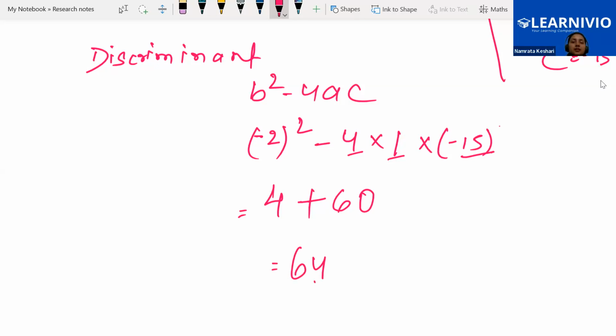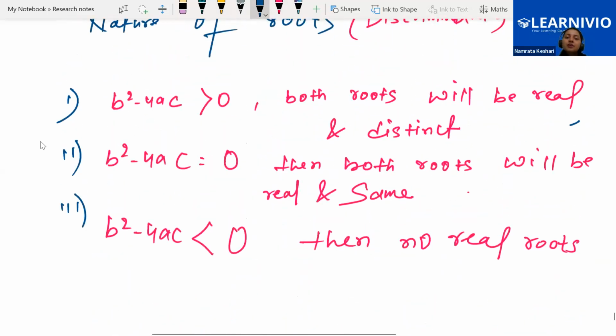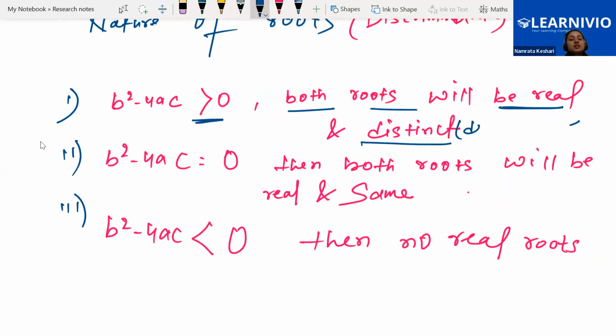This 64 is greater than 0. If I give you 0 and here a blank box, is it greater than 0, lesser than 0, or equal to 0? 64 is bigger than 0. And when the discriminant is bigger than 0, see, the first rule: both roots will be real numbers and distinct, meaning different. Both will be different numbers and real numbers.